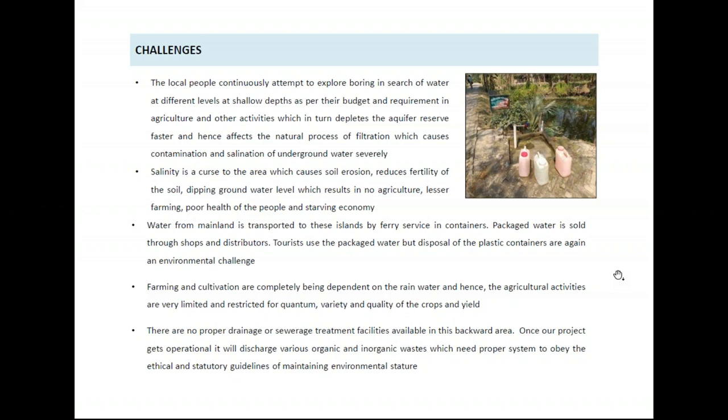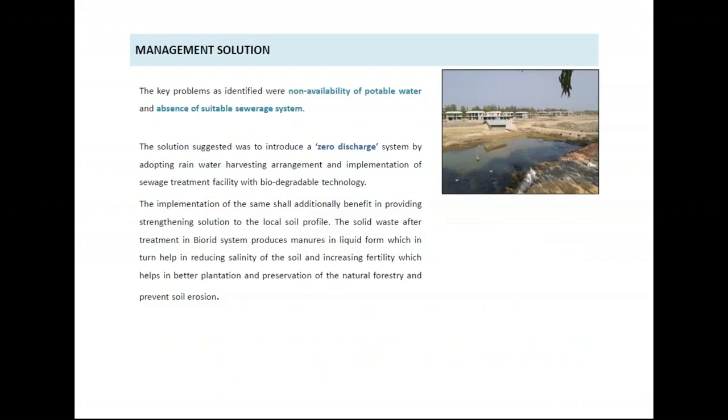There are no proper drainage or sewerage treatment facilities available in this area. Once our project gets operational, it will discharge various organic and inorganic wastes which need a proper system to obey the ethical and statutory guidelines for maintaining environmental stature. The key problems thus identified were non-availability of potable water and absence of a suitable sewerage system.